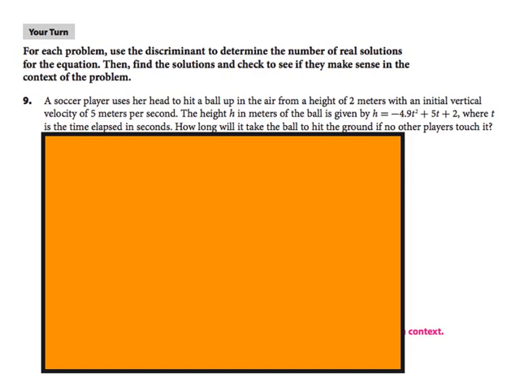Whenever you guys try this one out on your own, say that a soccer player uses her head to hit the ball up in the air from the height of 2 meters with an initial velocity of 5 meters per second. The height in meters of the ball is given by the equation h equal to negative 4.9 t squared plus 5t plus 2, where t is the time elapsed in seconds. How long will it take the ball to hit the ground if no other player touches it? So hit the ground, that means that our final height is going to be 0.